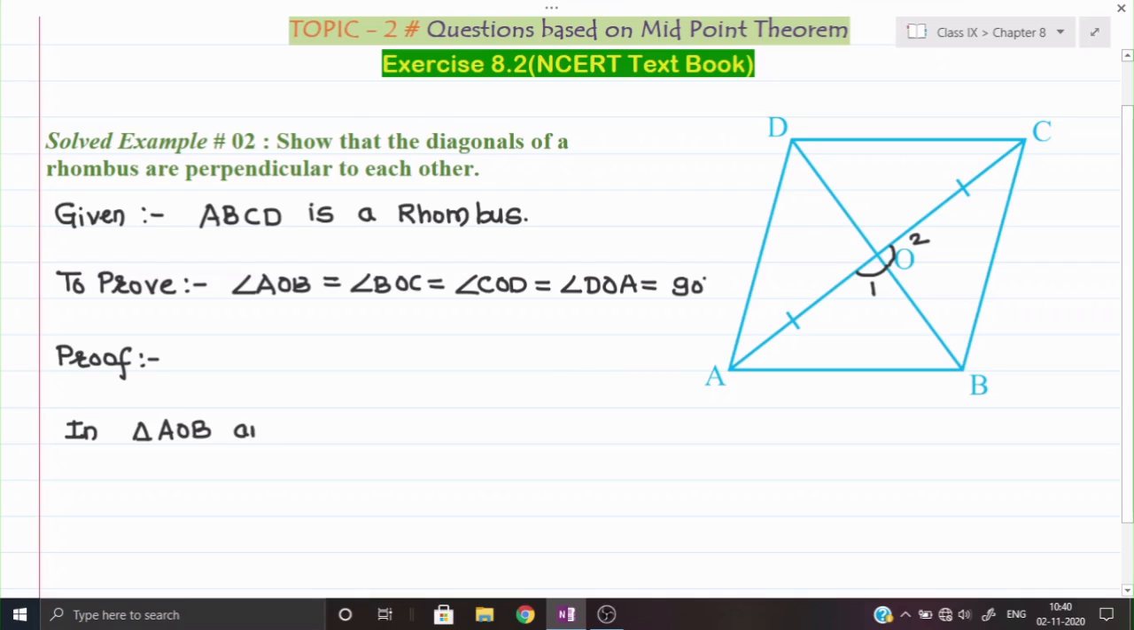Okay, so first we shall write down, in triangle AOB and triangle BOC. Okay, so now, AOB, I think COB should be taken according to the one-to-one correspondence. So in place of BOC, we shall write down COB. Okay, that will be better.